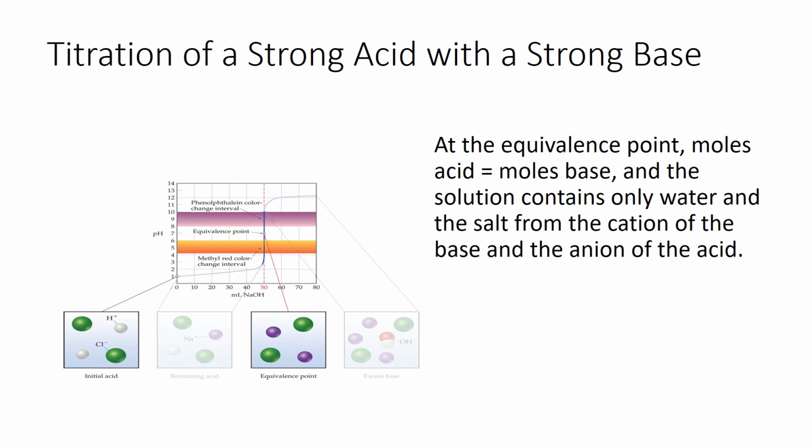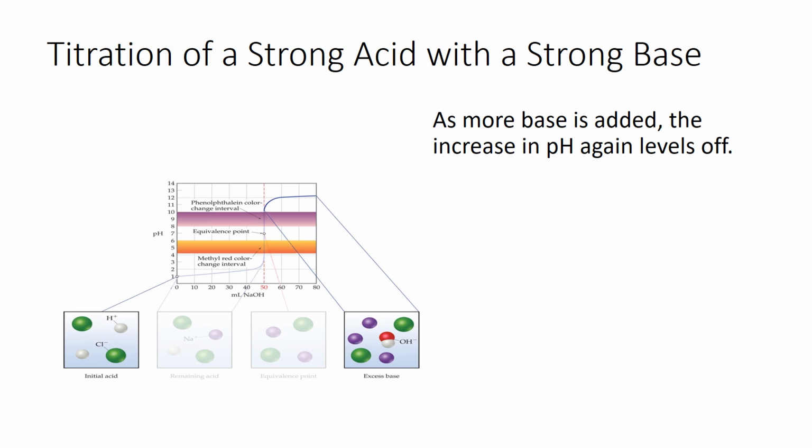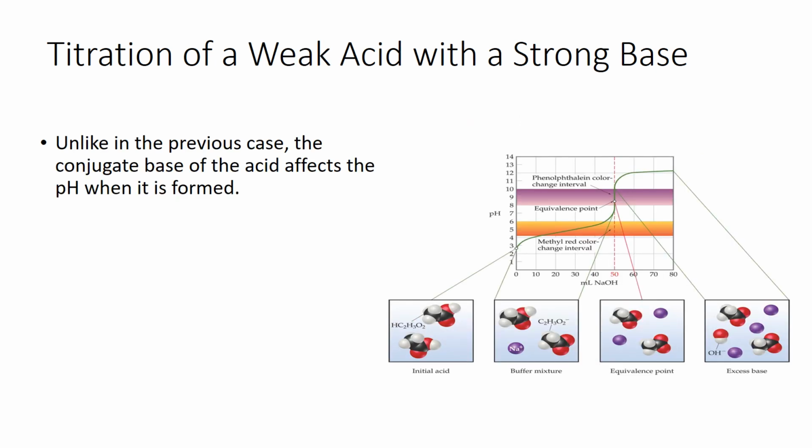At the equivalence point, moles of acid equal moles of base, and the solution contains only water and the salt, because it's an acid-base reaction, so we expect to have water and the salt from the cation of the base and the anion of the acid. So that is how we get our equivalence point. As more base is added, the increase in pH again levels off. So there's no change really.